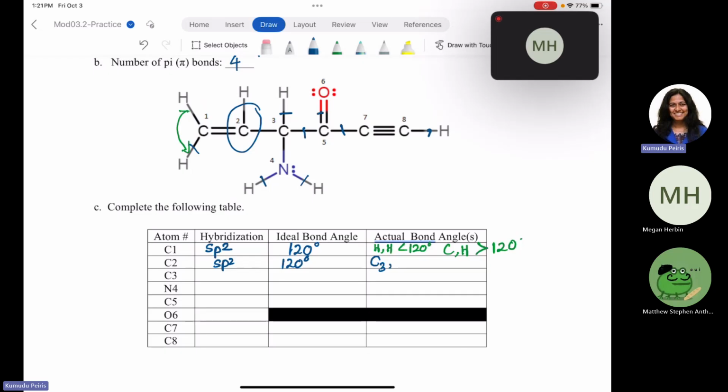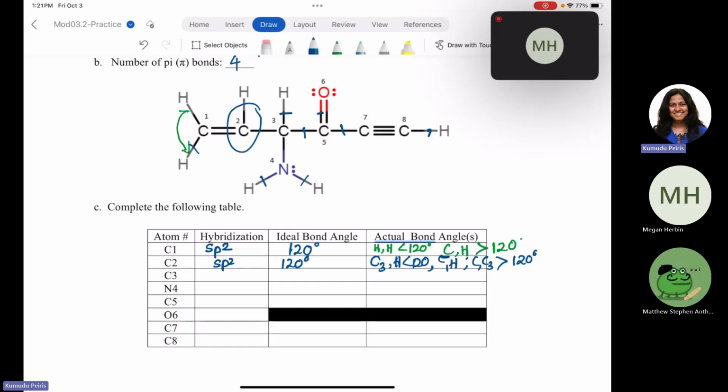So see carbon 3 and hydrogen will be less than 120 degrees, and carbon 1 and carbon 3 will be greater than 120 degrees. Don't worry, my writing on this document will look a bit ugly or not clear enough to read. I'll make sure I post the answer key for this worksheet under the unit exam 2 review materials.